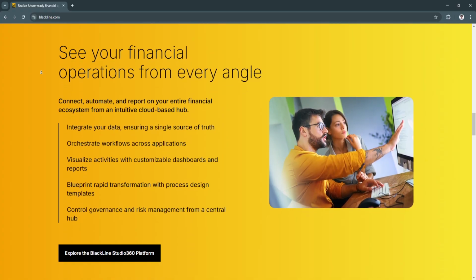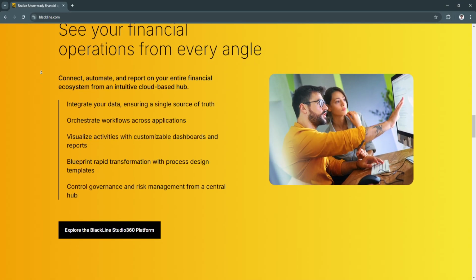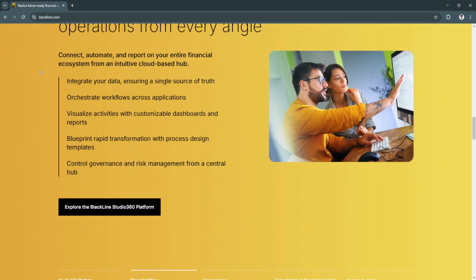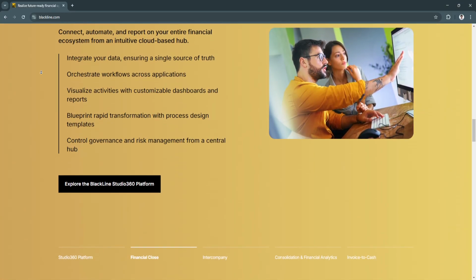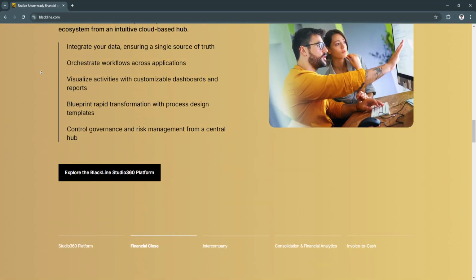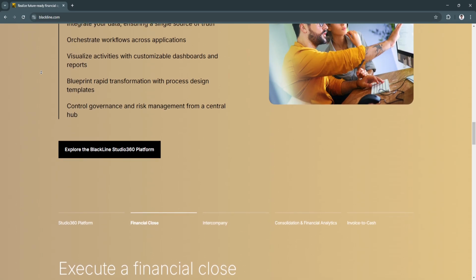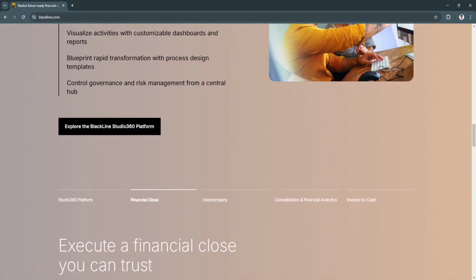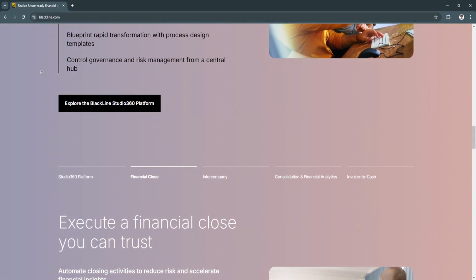Another key feature is the seamless integration with ERP systems. The platform integrates with SAP, Oracle, NetSuite, Microsoft Dynamics, and other ERP systems, allowing for seamless data synchronization. This ensures smooth data flow between BlackLine and existing financial software without manual intervention.